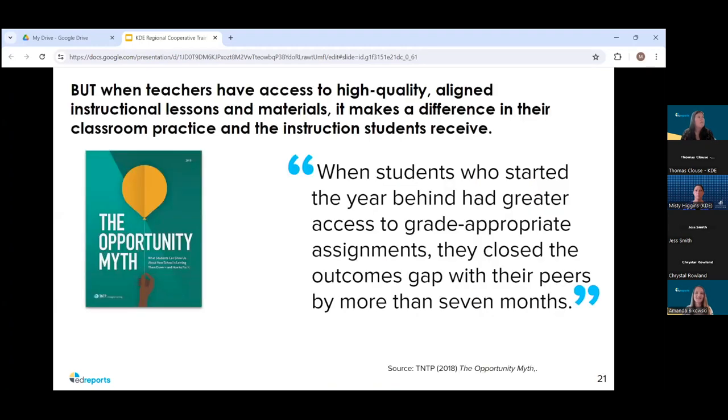But the good news is what TNTP also found is that when students who started the year off behind grade level were given more grade appropriate assignments, stronger instruction, deeper engagement, and higher expectations, the gap between these students and their higher achieving peers began to narrow substantially.